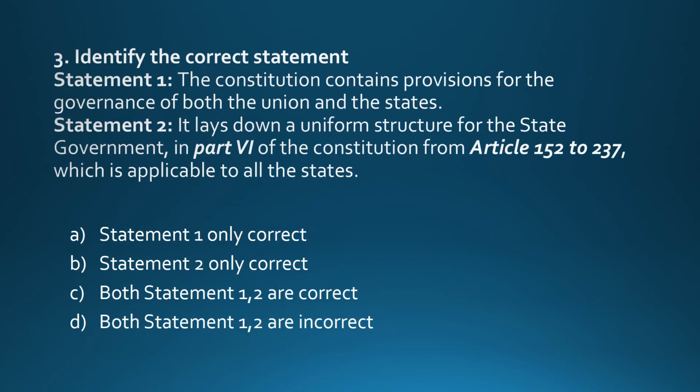Question number 3, identify the correct statement. Statement 1, the Constitution contains provisions for the governance of both the Union and the states. Statement 2, it lays down a uniform structure for the state government in Part 6 of the Constitution from Article 152 to 237, which is applicable to all the states. Option A, Statement 1 only correct. Option B, Statement 2 only correct. Option C, both Statement 1, 2 are correct. Option D, both Statement 1, 2 are incorrect. Correct answer is option C. Both statement 1, 2 are correct.